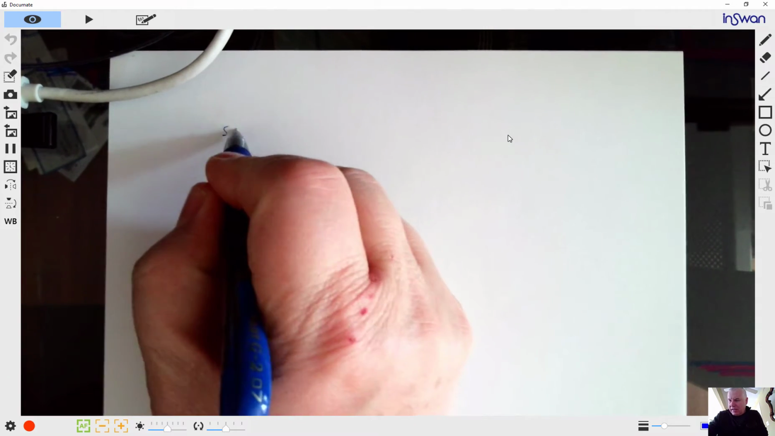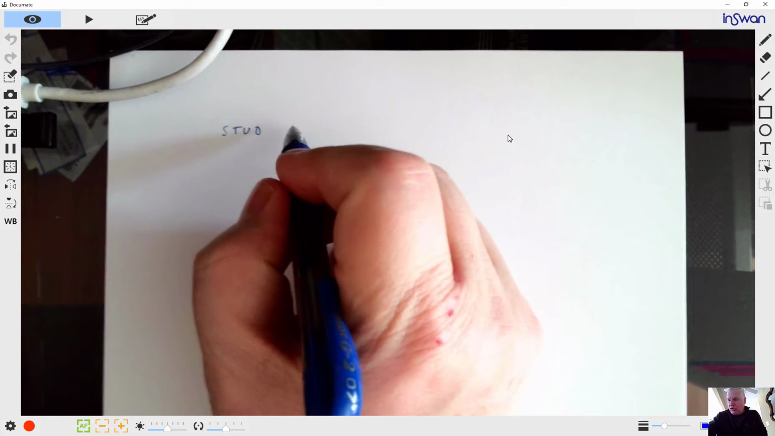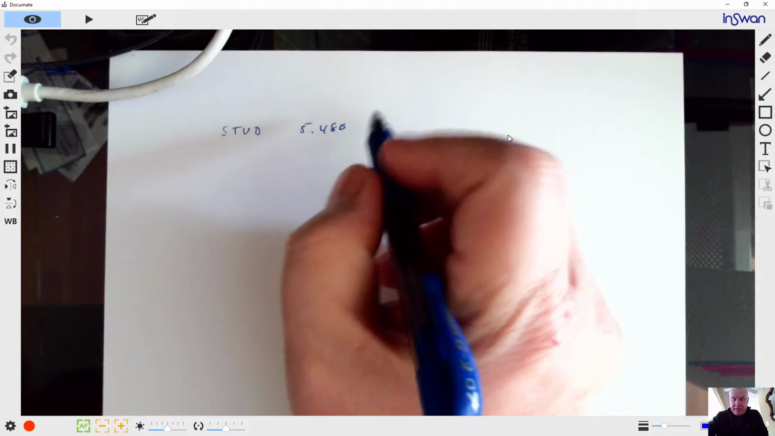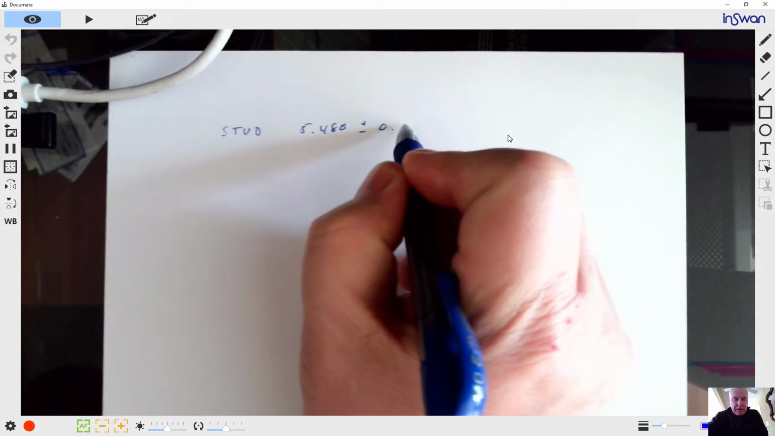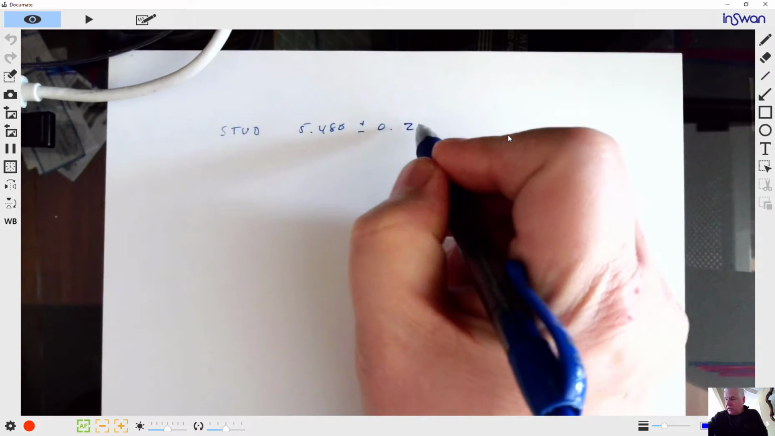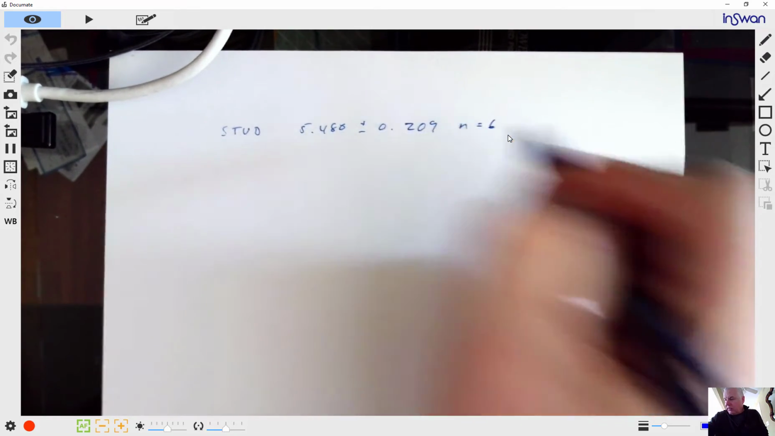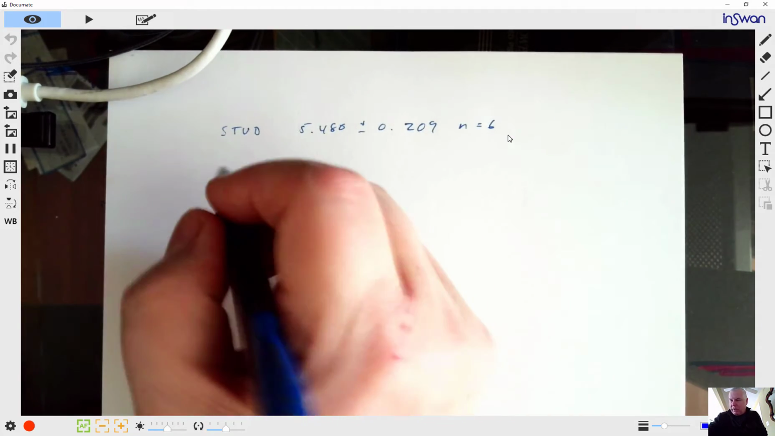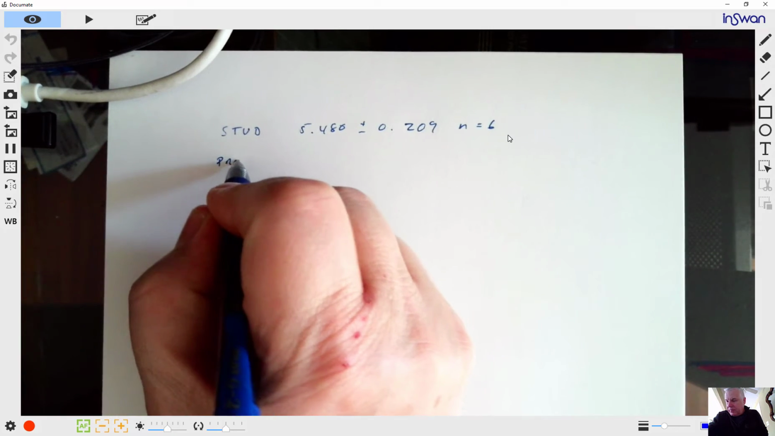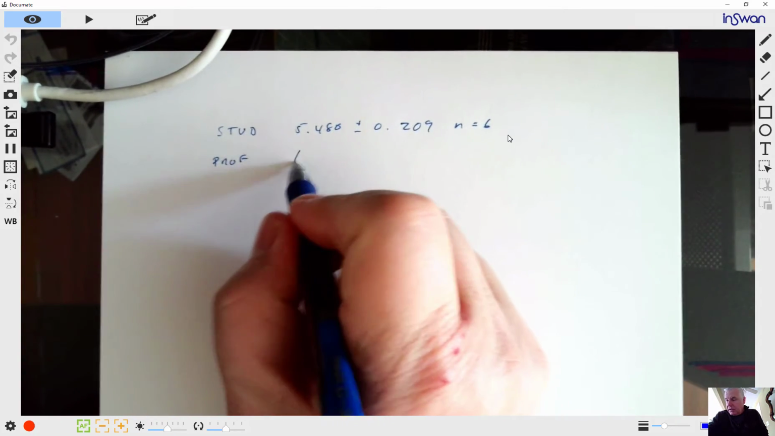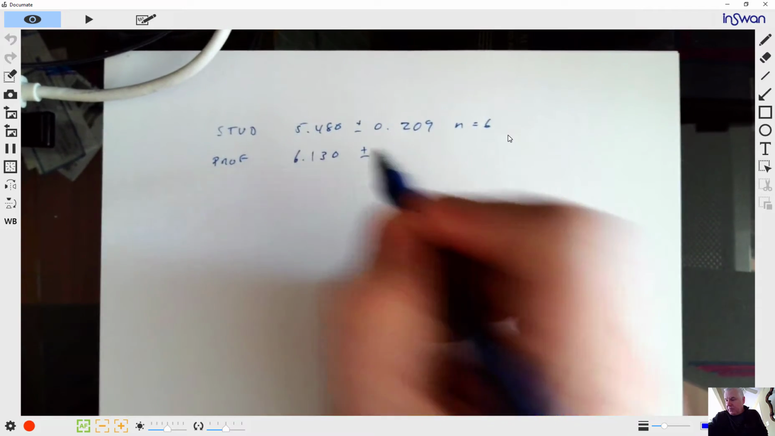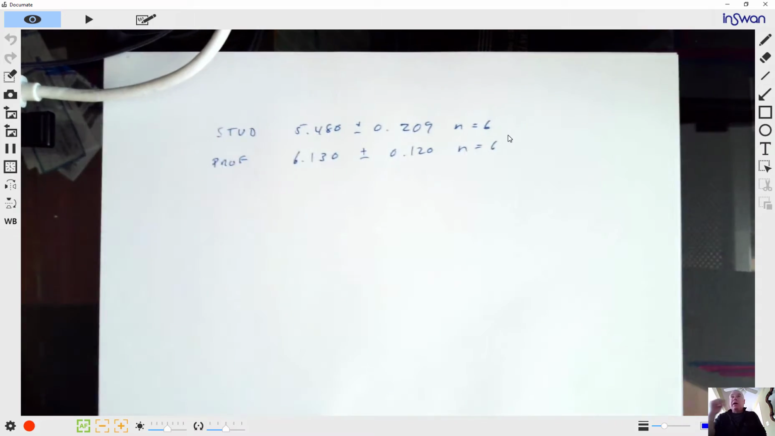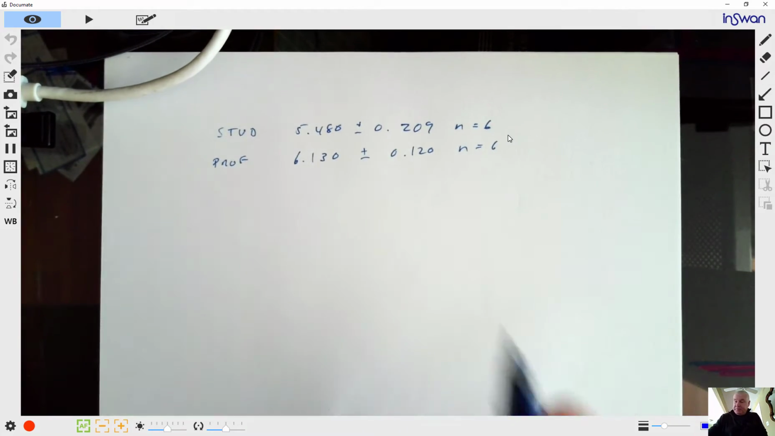So the student, we'll call him the stud here, is 5.480 plus or minus 0.209 after 6 trials. This is some measurement that he's making. It's called parts per million, whatever. And the professor is 6.130 plus or minus 0.120, also with 6 trials, right?